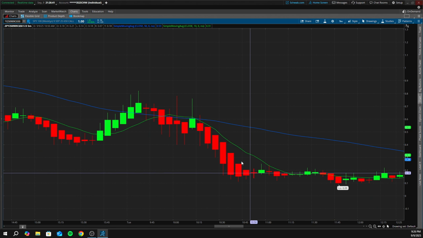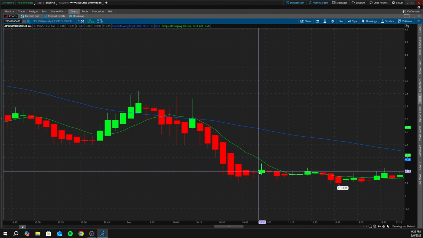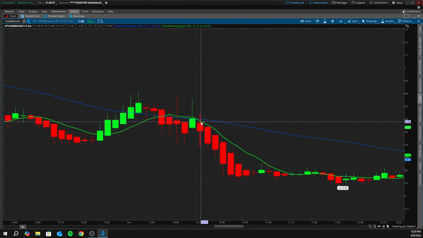I mean, look at this. Really nice move off of here. I caught about, I think, 75, 80 points on NQ. It was a really good entry point. You can see, this is pretty much no drawdown on the trade whatsoever.